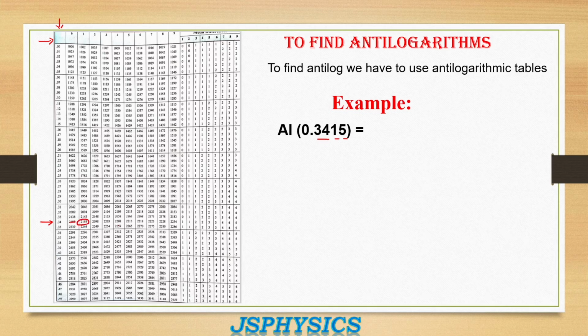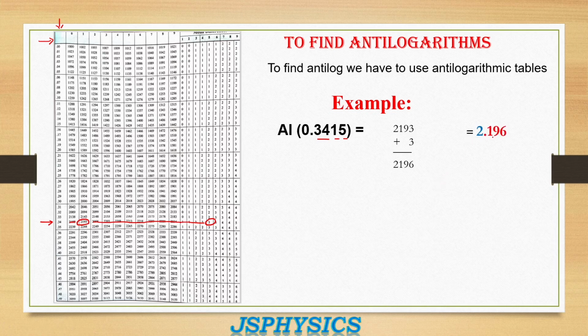2193. Then we have to move further to the mean difference column of 5. So in the same row, I'll move further till the mean difference of 5. 1, 2, 3, 4 and this is 5. That means we have to add these numbers 2193 and 3. So if I add this 3, I'll get the number 2196.